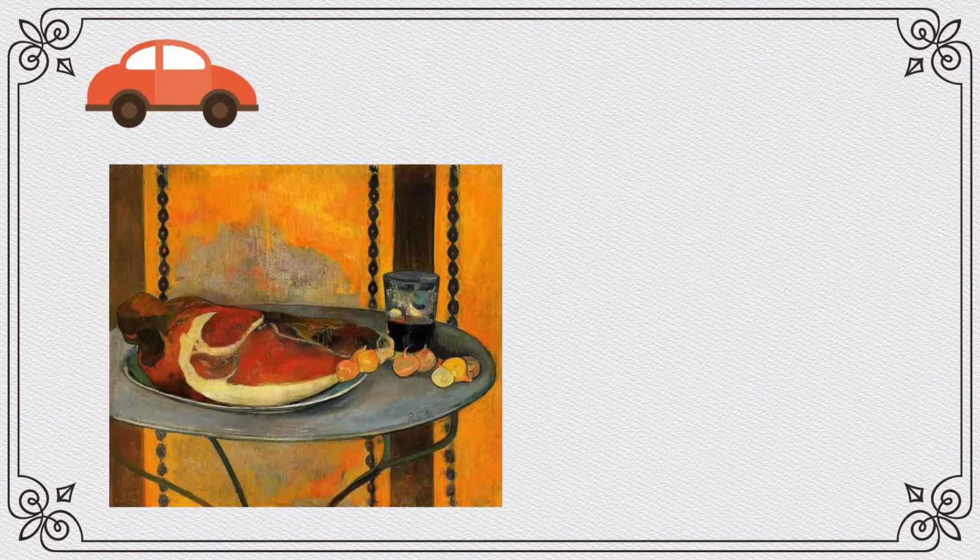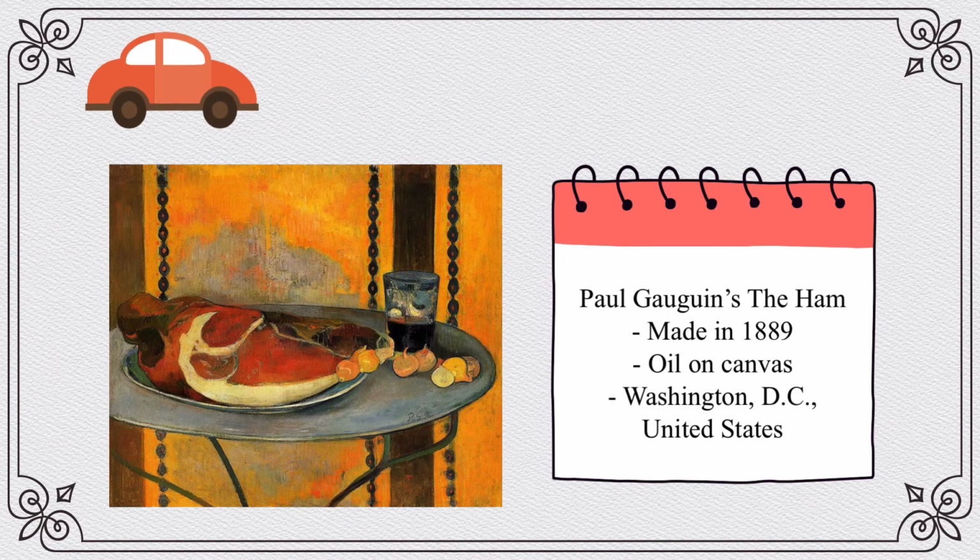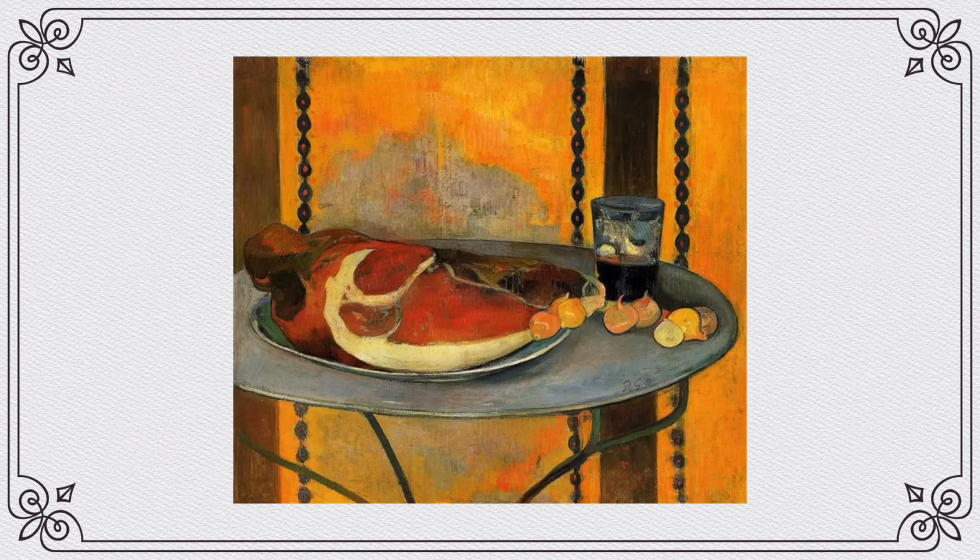Another piece of artwork that was inspired by Paul Cézanne was Paul Gauguin's The Ham. This old painting was made in 1889 and is now located in Washington, D.C., United States. In this painting, we see flatness and implied space. We also see lots of curves in the onions and the chain-like design in the background. The highly detailed curves in the ham, plate, and legs of the table made a contrast with the vertical lines in the background.